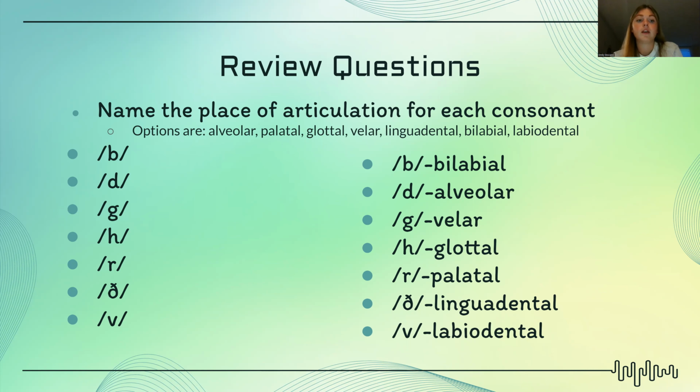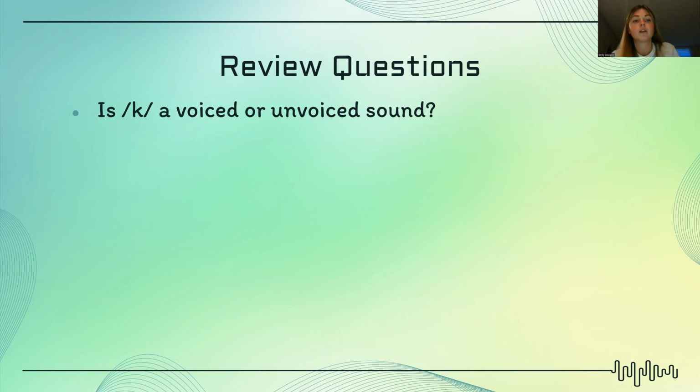So just be able to, if there's a consonant, name the place, manner, and voicing of that consonant. So moving on to K, is it voiced or unvoiced? Remember, the easy way to tell this is just touch your vocal cords and make the sound. When I make that sound, my vocal cords are not vibrating, so I know that that is an unvoiced sound.